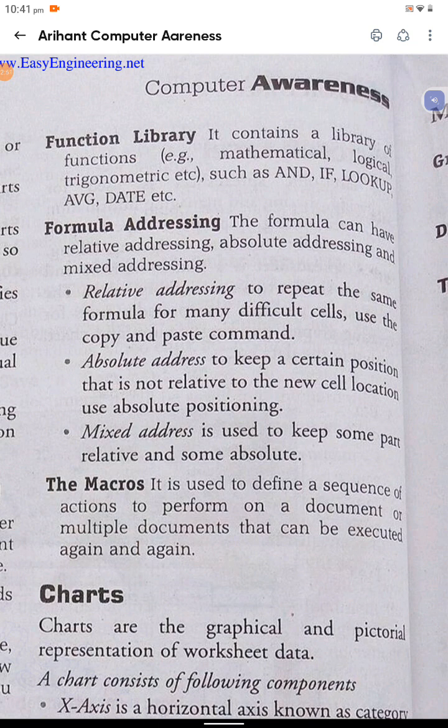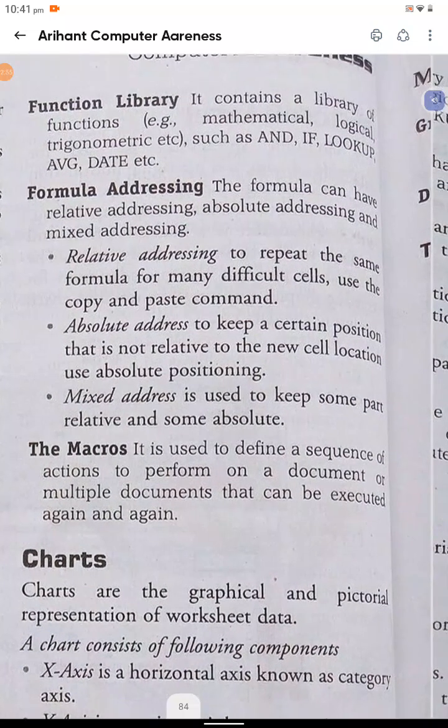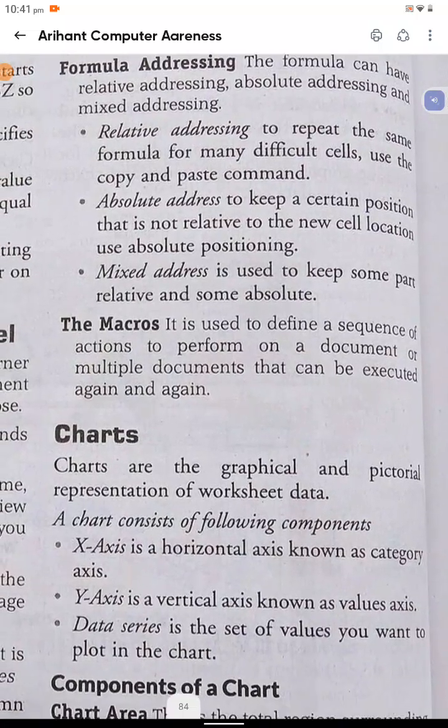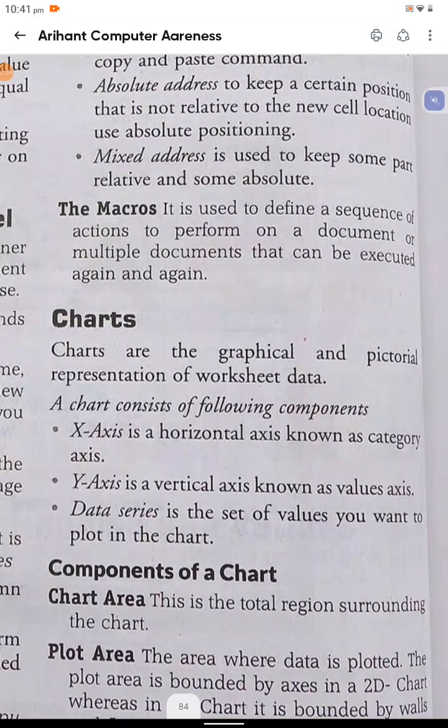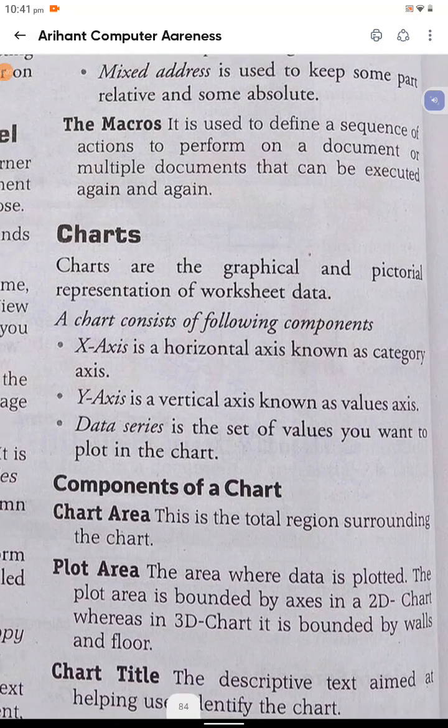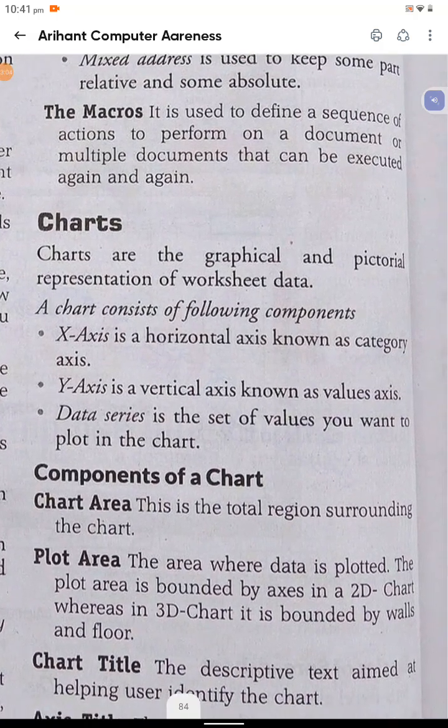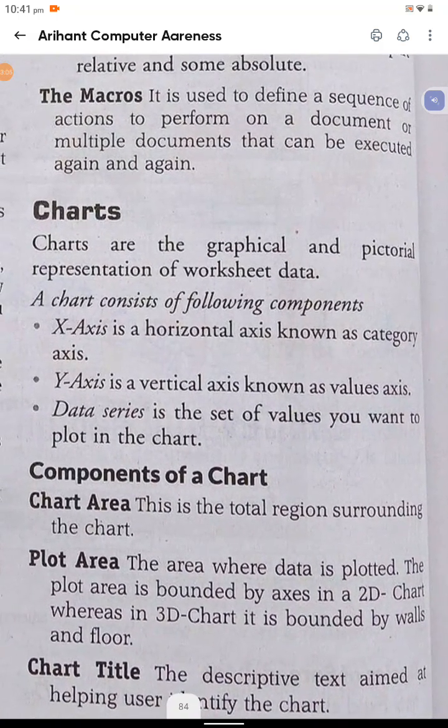The macros is used to define a sequence of actions to perform on a document or multiple documents that can be executed again and again. Charts are the graphical and pictorial representation of worksheet data. A chart consists of following components. X-axis is horizontal axis known as category, and Y-axis is vertical axis known as value axis. चार्ट में एक एक्स एक्सिस होता है कैटेगरी एक्सिस और वाई में वैल्यू.